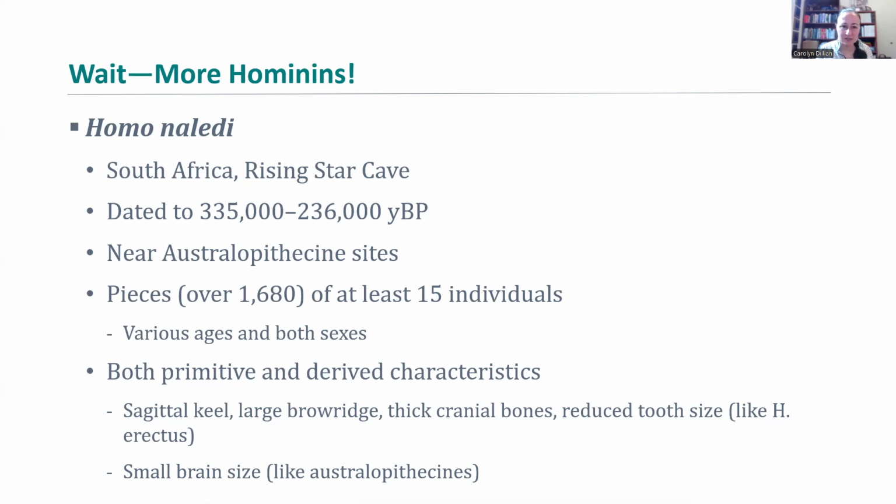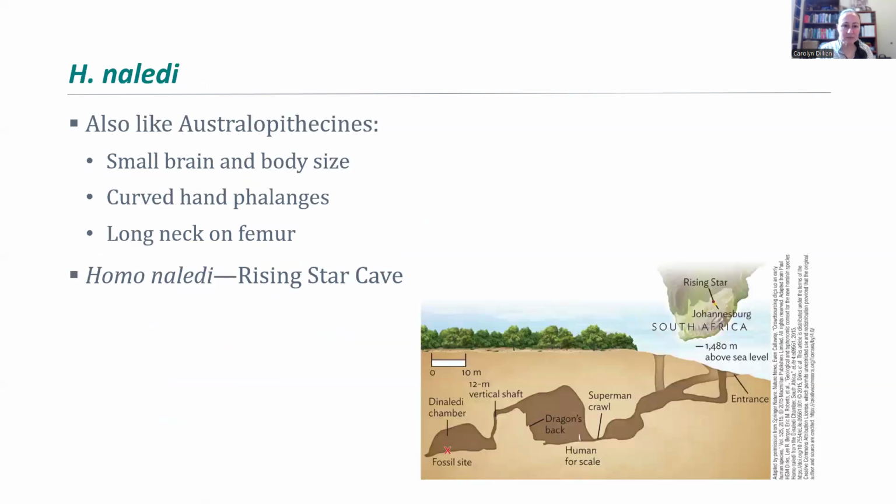And the skeletons are a little different. They still have a muscle attachment here, they have a large brow ridge, they have a big, thick, heavy skull, but they have a tooth size that's smaller, like Homo erectus, and a small brain, like the Australopithecines. The other interesting thing about this particular site is that it hasn't really included any tools. So it is just bone. And in fact, it's almost exclusively hominin bone. Apparently, there was an owl that was found in there too, but it's almost exclusively hominin bone.